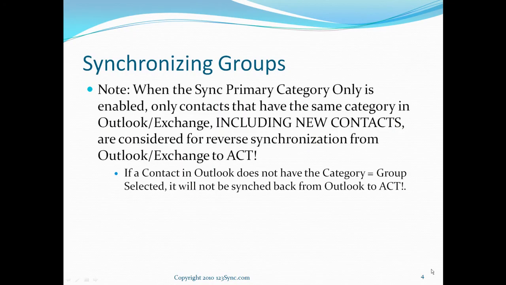Just as a final note, when this option of sync primary category only is enabled on the 123 synchronizer, only contacts in Outlook that have the same category will be considered for synchronization, and that includes new contacts. So if you add a new contact and the category field is not the primary group that you're syncing, then this contact is not considered to be added to ACT or even updated from Outlook to ACT.